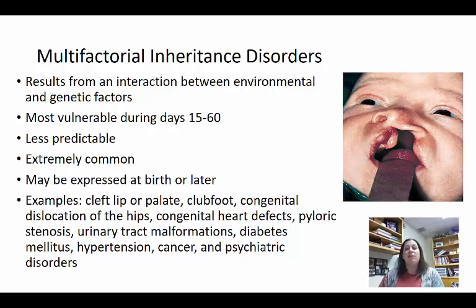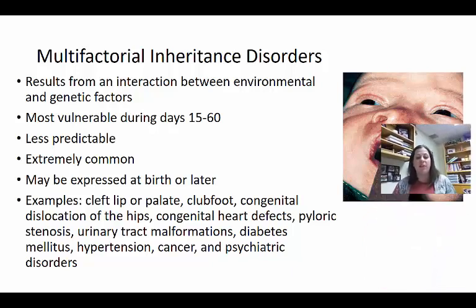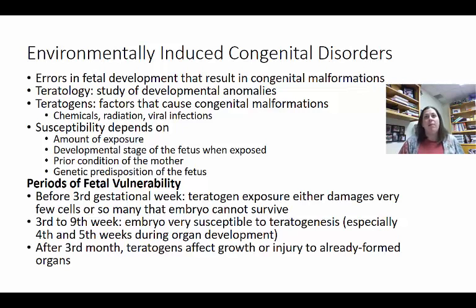Urinary tract malformations, where the kidneys don't form properly or the bladder does not form properly. Diabetes mellitus. So when we look at type 1 diabetes in kids, it is going to be a potentially multifactorial inheritance. Cancer in kids, and also psychiatric disorders. Now, when we're looking at psychiatric disorders, these might be things like being more prone to depression, bipolar disorders, and schizophrenia, things like that.